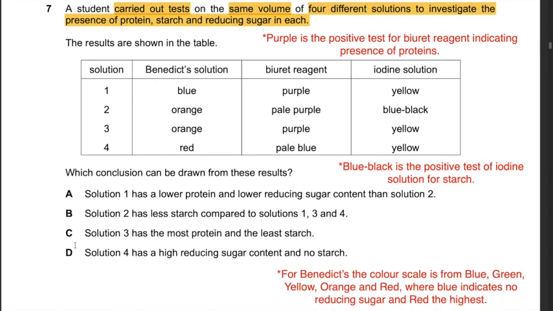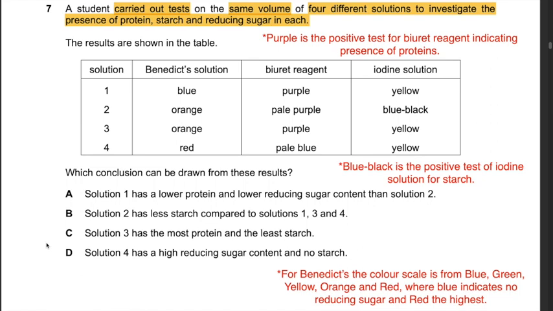Question 7. A student carried out tests on the same volume of 4 different solutions to investigate the presence of protein, starch and reducing sugar in each. The results are shown in the table. Which conclusion can be drawn from these results? Benedict's solution is used to test for reducing sugars, Biuret reagent is used to test for proteins, and iodine solution is used to test for starch. The positive test for iodine solution is blue-black, which means starch is present. The positive test for Biuret is purple, indicating that proteins are present.